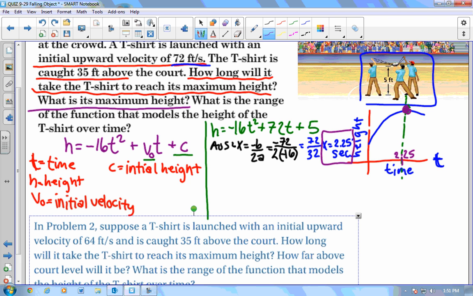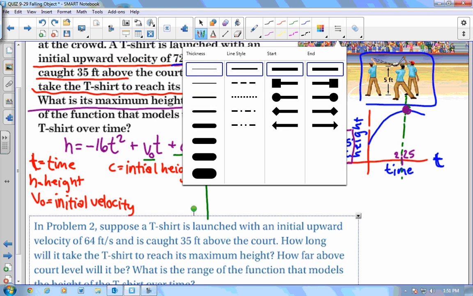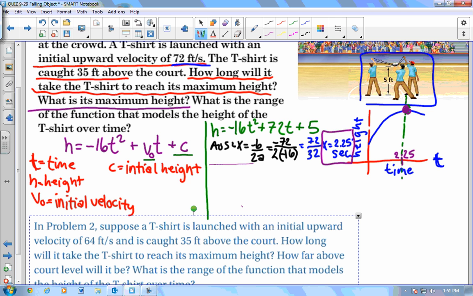In place of the t, good, because the horizontal axis is the t. So we replace all of the t's. This is where a calculator would be really helpful, because real life has not so pretty numbers. Replace all of the t's with 2.25.